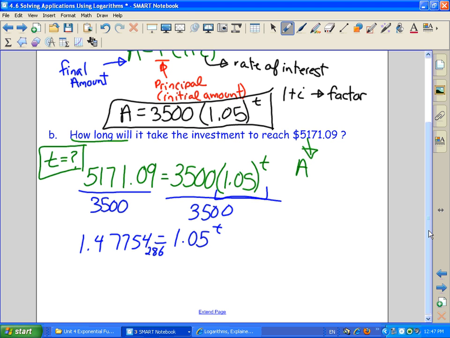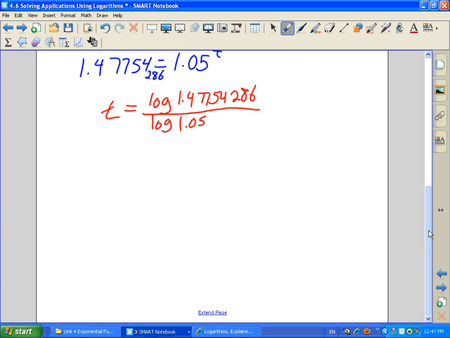Okay, and now we're going to find t. So to find t, which is the time, we're going to use our logarithms. So it's going to be the log of our product, which is 1.47754286, divided by the log of our base, which is 1.05. Plug it in your calculator, ladies and gentlemen, and you're going to get t equals 7.99 rounded. What does that equal, guys? So t equals approximately 8 years.